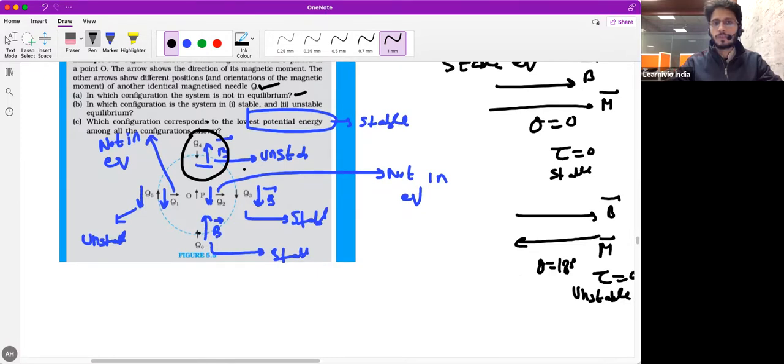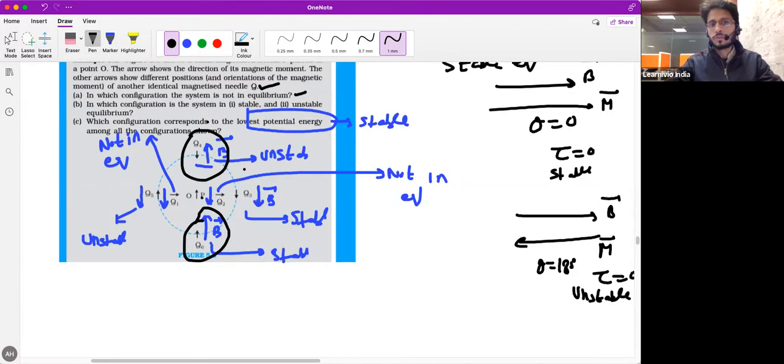So here also, this B is upwards. This is also an axial line. So what is this sixth position, stable or unstable? It will be stable, sir. Stable position. Very good.